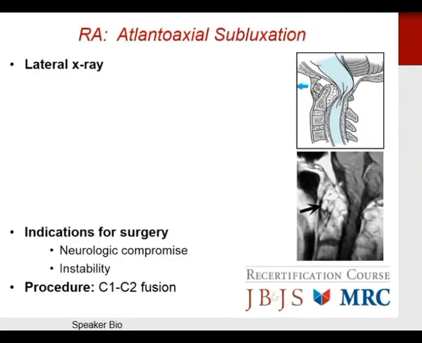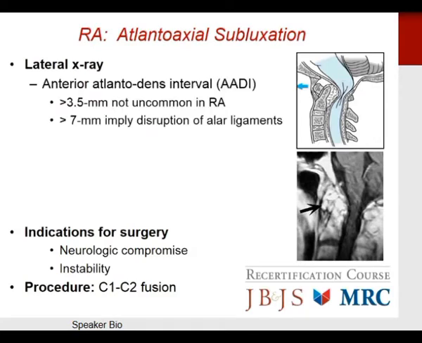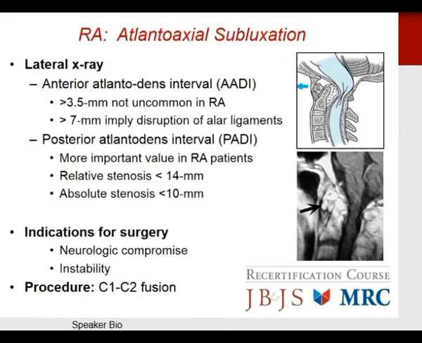If we start proximally with the atlantoaxial subluxation, on the lateral radiograph, greater than 3.5 millimeters is very common in rheumatoid patients and is suggestive of transverse ligament disruption. Greater than 7 millimeters implies that the alar ligament and the apical ligaments may be disrupted as well. Looking for distance in the posterior atlanto-dens interval.